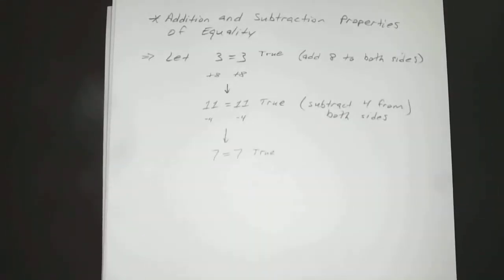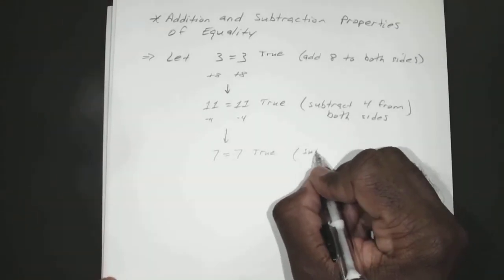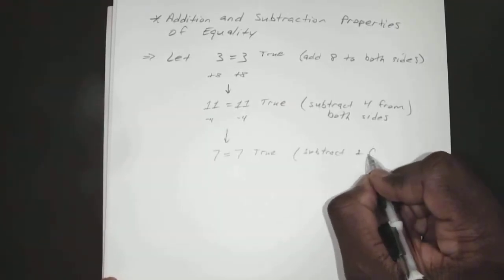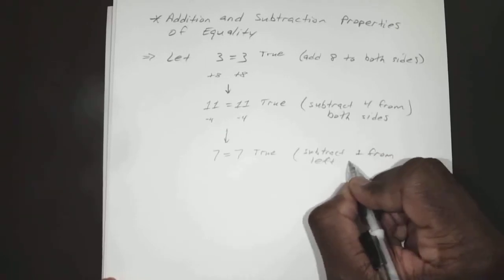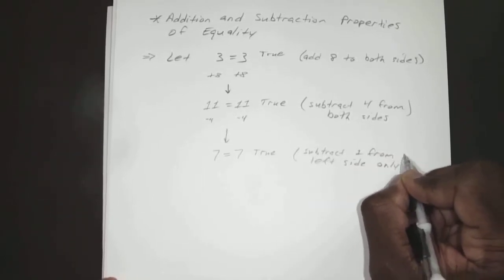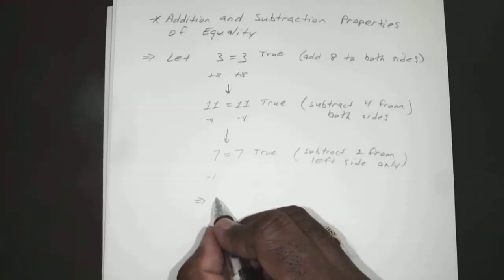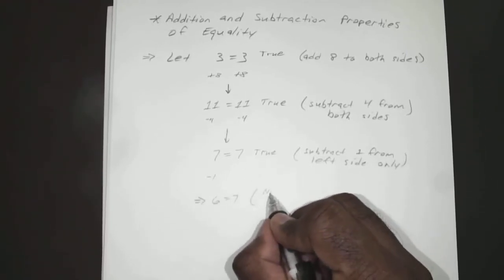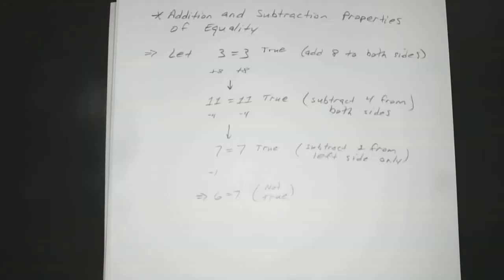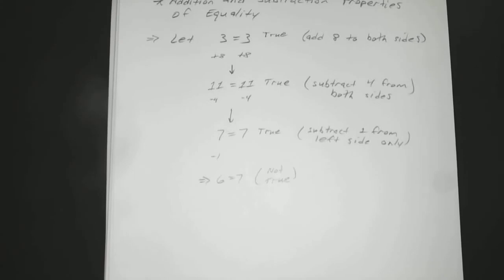Now instead, let's say we just subtract 1 from the left side. No surprise, we end up with 6 equals 7, which is not true. Or if we added 2 to the right side, it would still be not true. Unless you do everything to one side that you did to the other, that's the only way you can keep it equal. Whenever you do something to just one side and not the other side of the equal sign, that's when you throw everything out of whack.